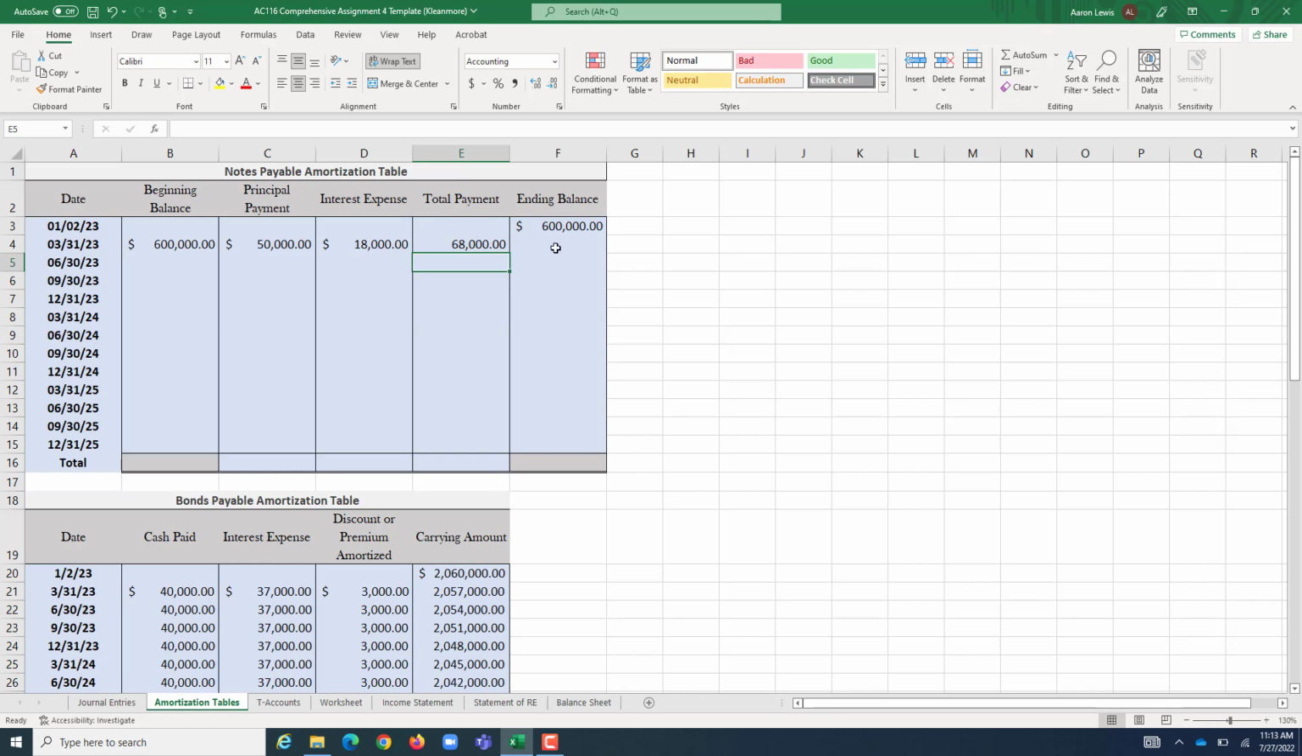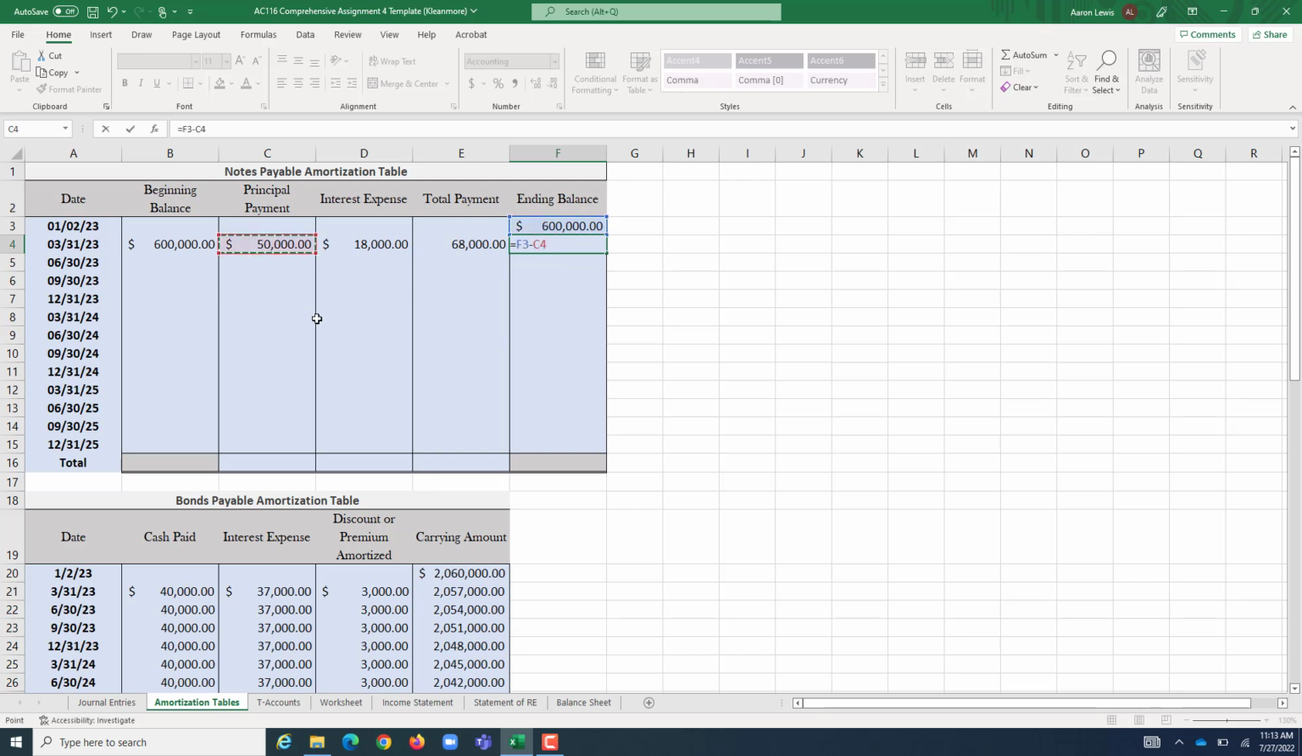What are we going to owe them at the end? Are we going to reduce the amount we owe them by $68,000? And the answer is no, because not the entirety of that $68,000 payment is going towards principal. Only $50,000 of principal is paying off our actual debt. So your new ending balance is always your last known ending balance minus the portion of your last payment that went towards principal. Yeah, we gave them 68 grand, but only 50 of it went towards principal. Since we owed them $600,000 and only 50 went towards principal, we now owe them $550,000.